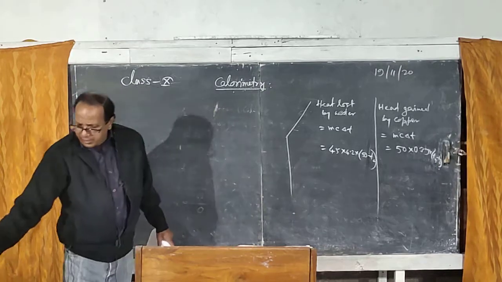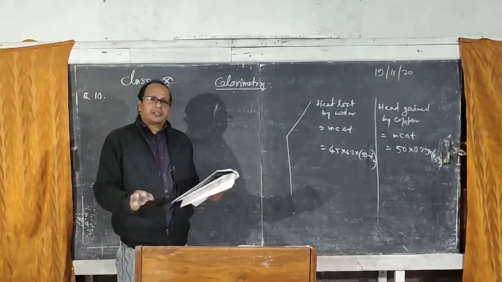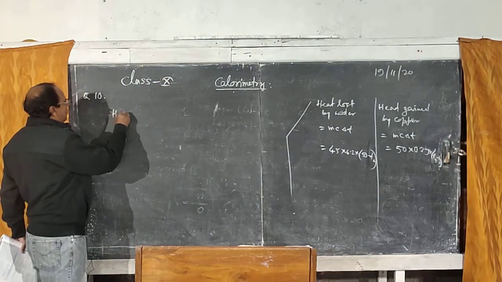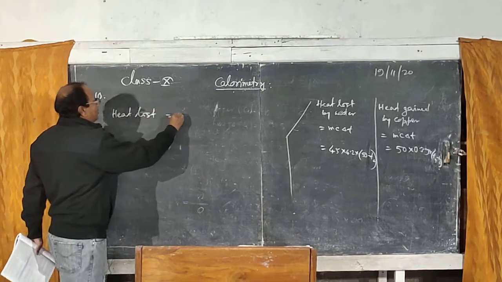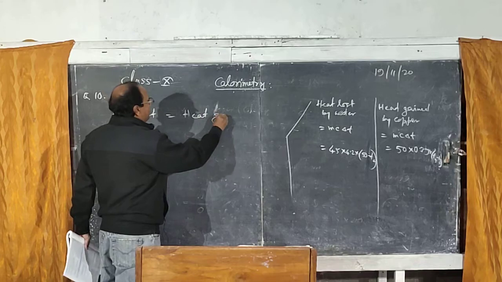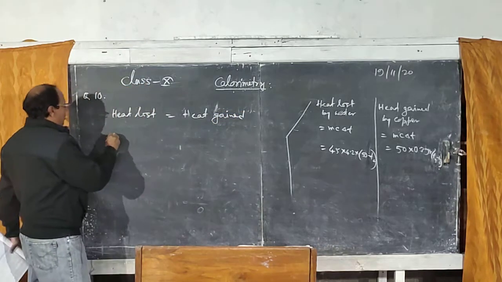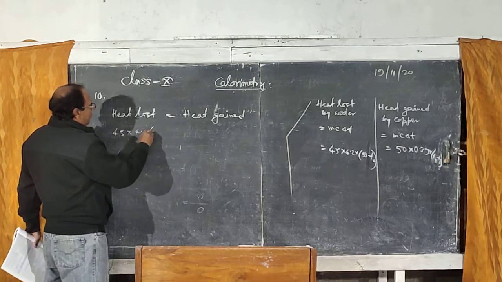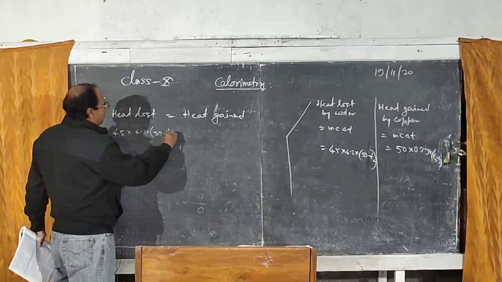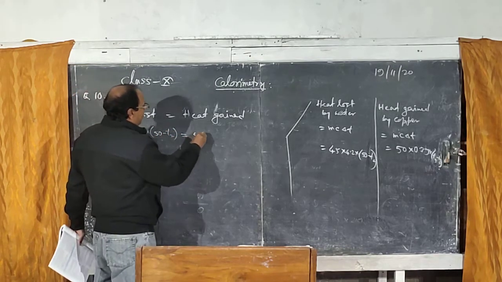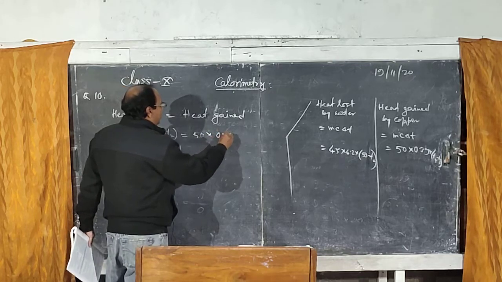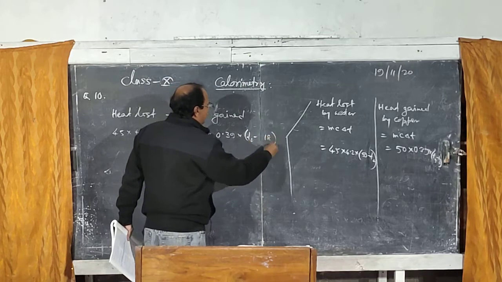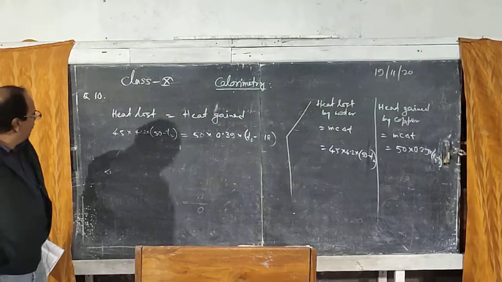If you like to write, you can write, otherwise just leave it. But we can think of according to principle of calorimetry, heat lost equals heat gained. So we write here 45 into 4.2 into 50 minus T2 is equal to 50 into 0.39 into T2 minus 18. Okay, we have to now calculate.